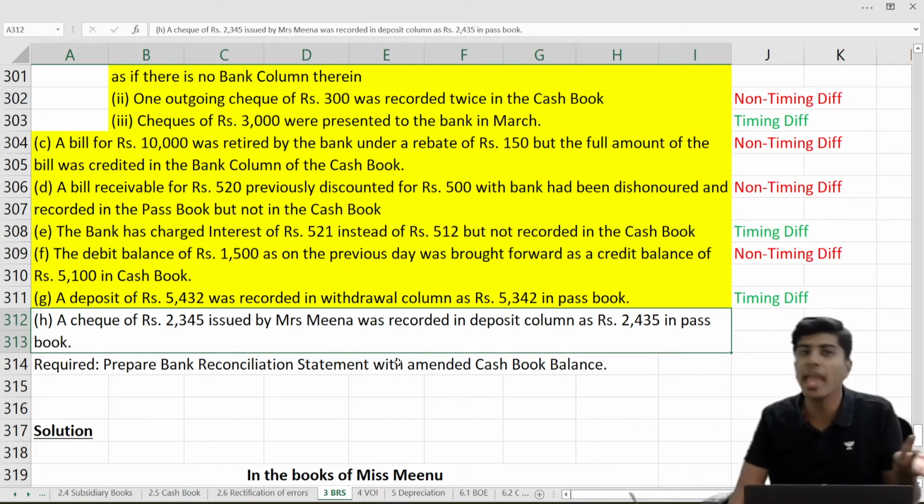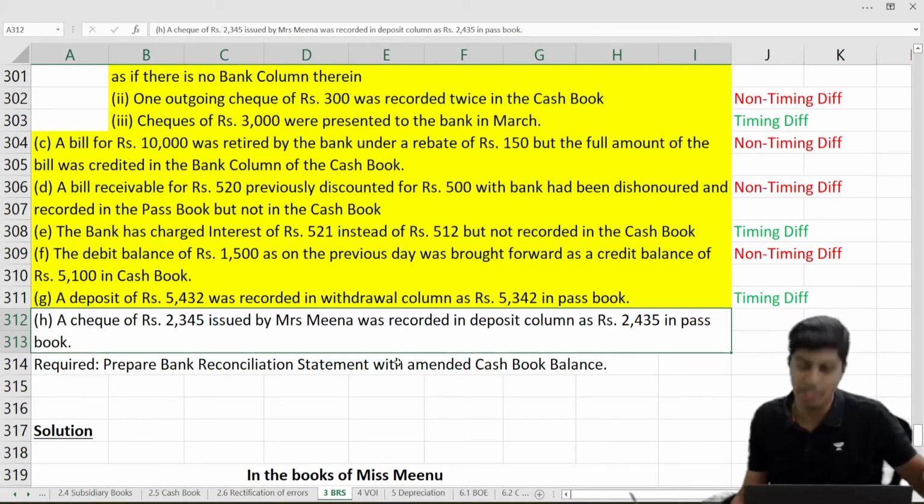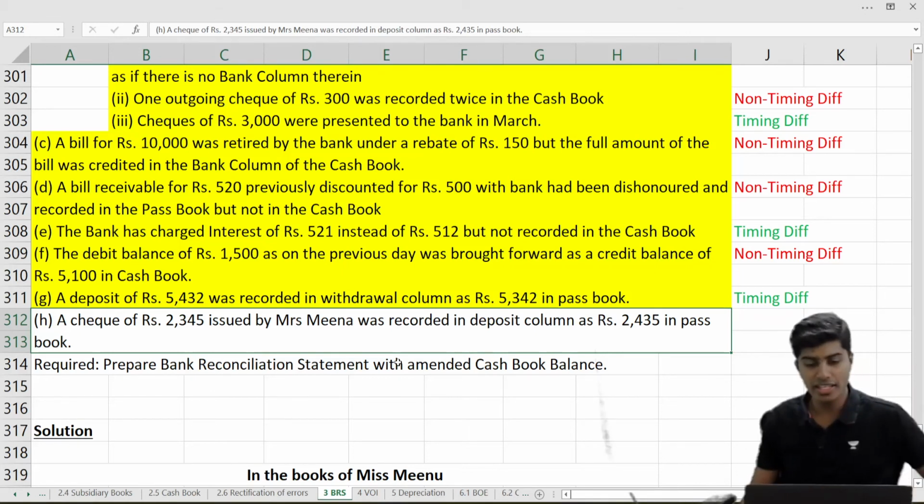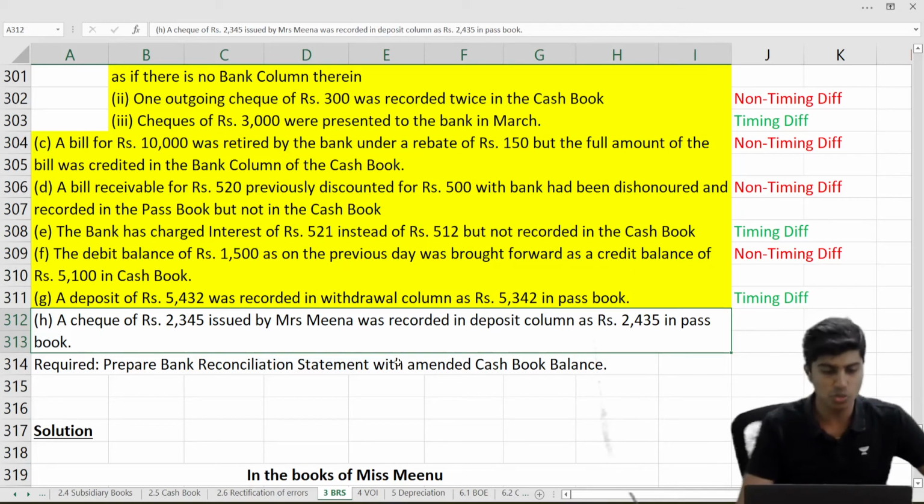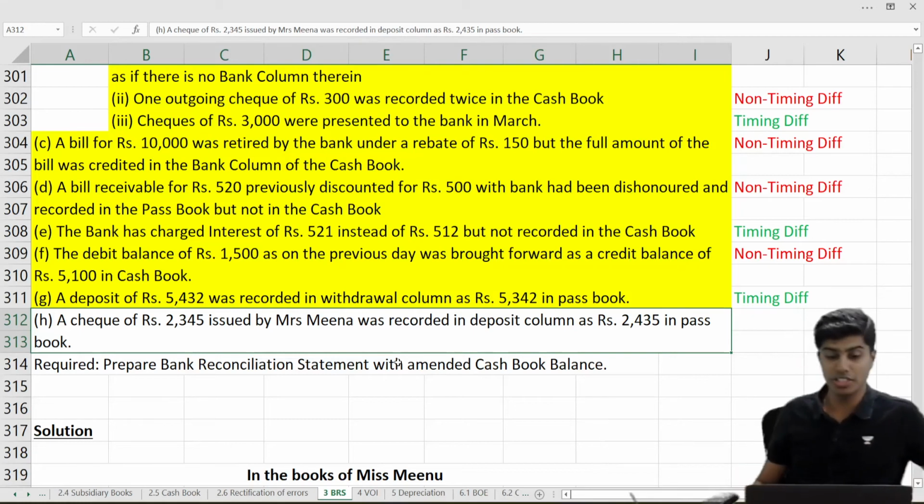It is not us. It is not our check. Somebody else's check, recorded in the deposit column as rupees 2435 in the passbook. So we don't care about 2345. It is not our check, but it has been wrongly recorded in the passbook on the credit side. It is a wrong credit given in the passbook. We didn't deposit this check.